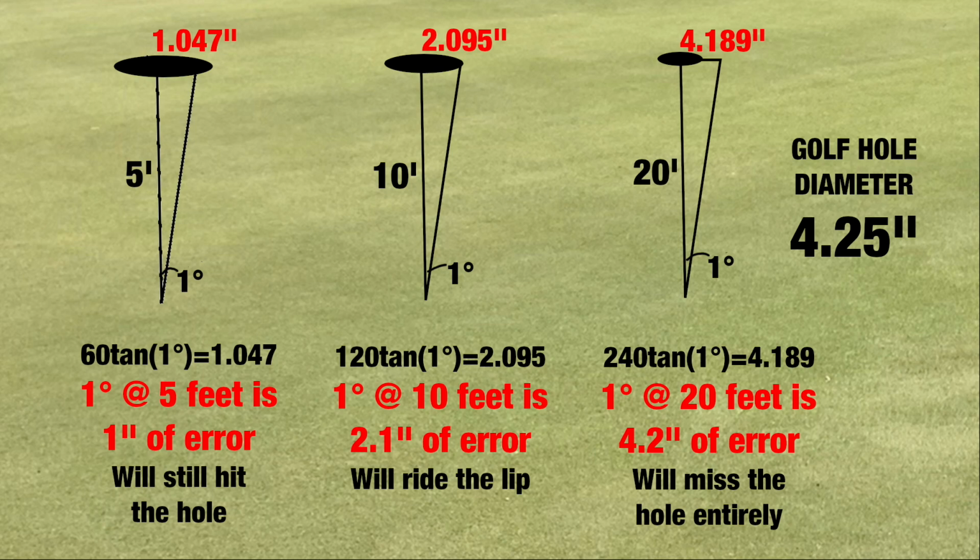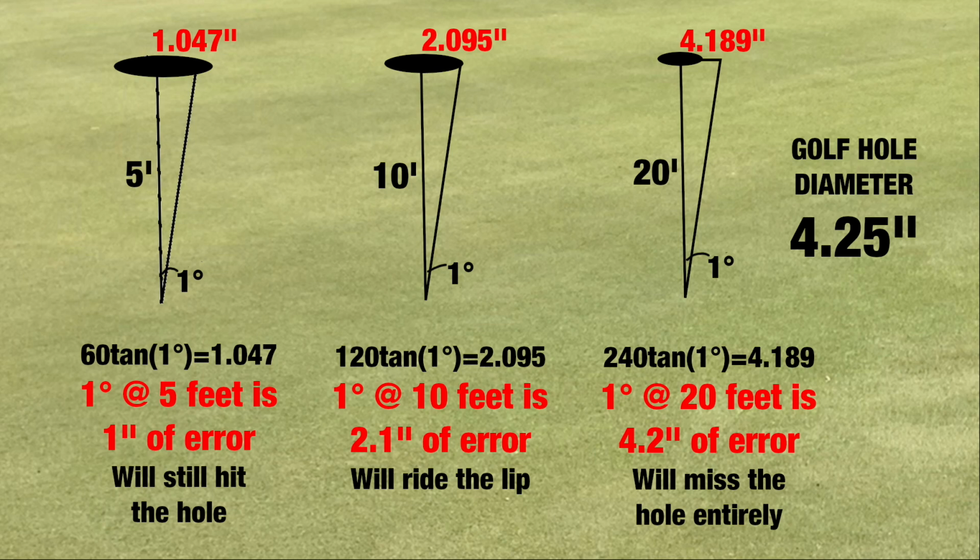So that definitely at 10 feet, 1 degree of openness or closeness will cause the ball to go towards the lip, and it may lip in, it may lip out. It's going to be right on the lip. Already at 20 feet, we have 4.2 inches of error for every degree. So that's missing the hole entirely. That means you're going to miss outside the lip by 2 inches or more on the left or the right, depending if you were 1 degree closed or open.